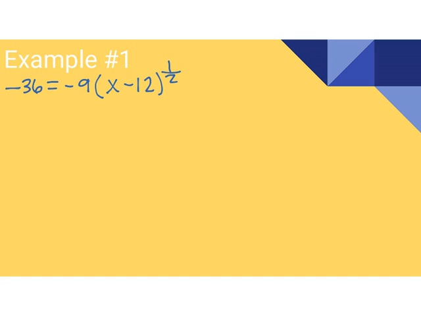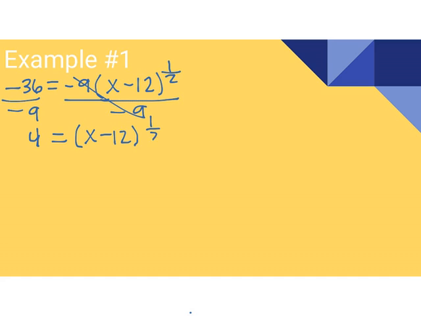So we need to get this exponent, this portion right here, the one with the exponent, by itself. So that means I have this negative 9 that I need to get rid of. So I need to divide both sides by the negative 9. Negative by negative is a positive. And then these cancel out, divide out, x minus 12 to the 1/2. Now I have my exponent by itself.